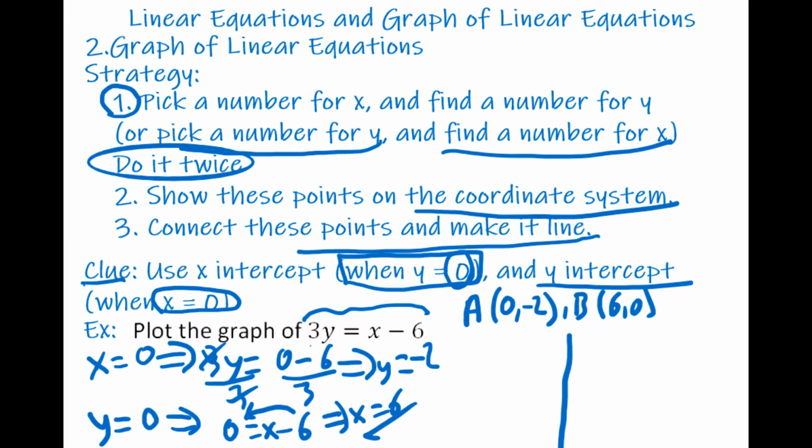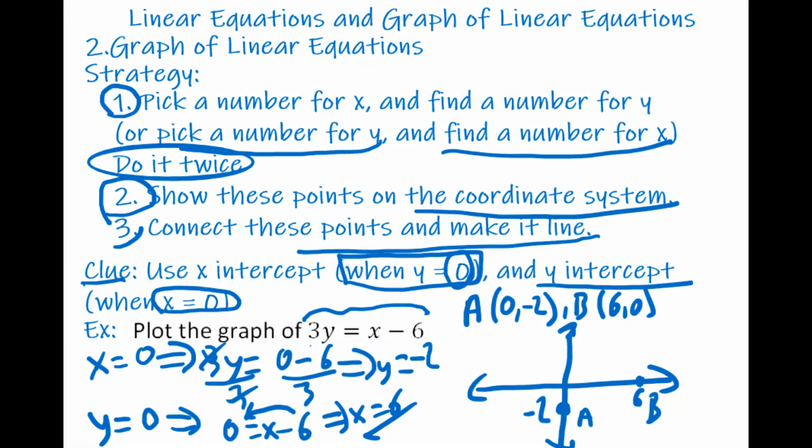Just plot the coordinate system like this. When x is 0, y is negative 2. So let's say this is negative 2, guys. Negative 2. So this is point A. And B is when x is 6, y is 0. Let's say this is 6 also. And this is point B. We already showed the second step. It says show these points, and we already showed these points.